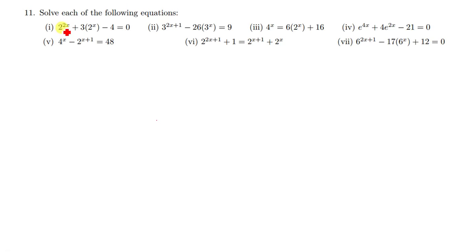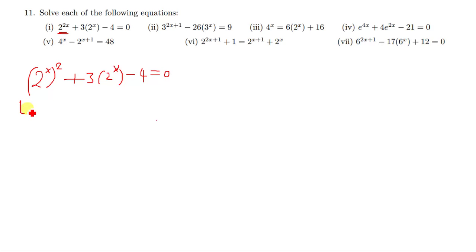is that this can be written as 2^x. So this part, just this part, can be written as 2 to the power x, then everything raised to power 2. We are trying to express this part in terms of 2 to the power 2. Then we say this is 3 times 2 to the power x minus 4 is equal to 0.